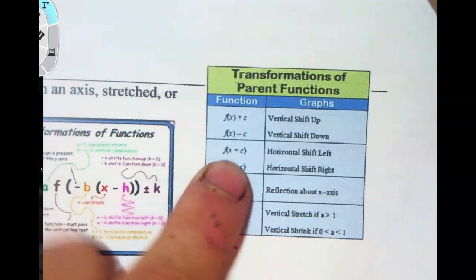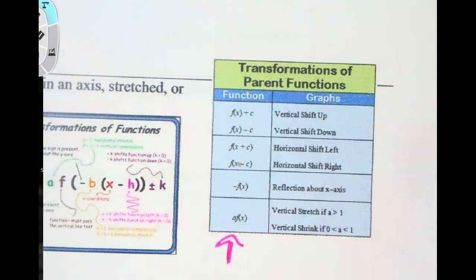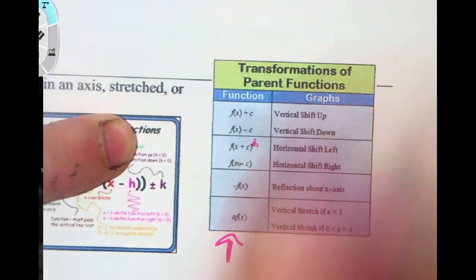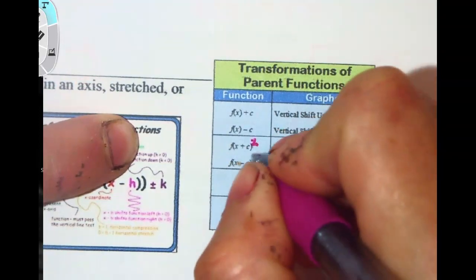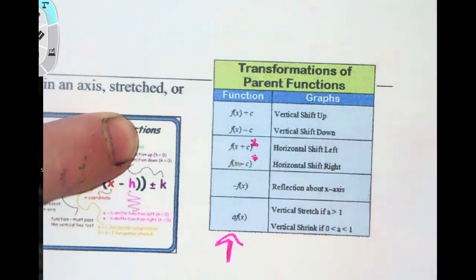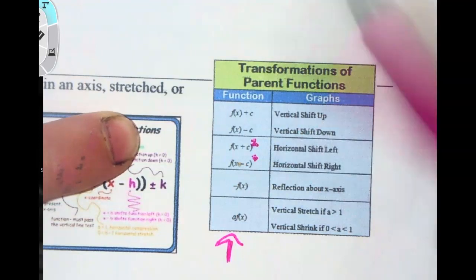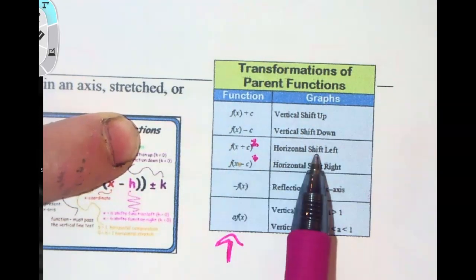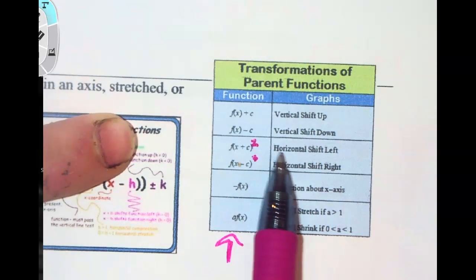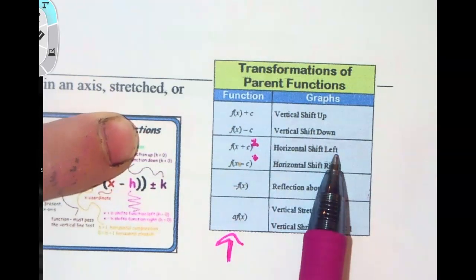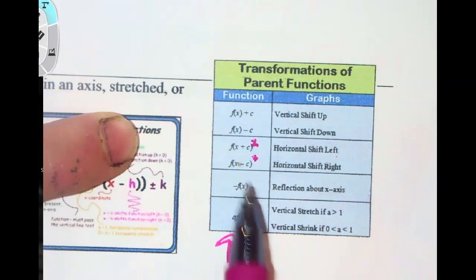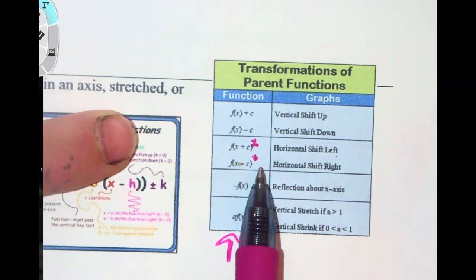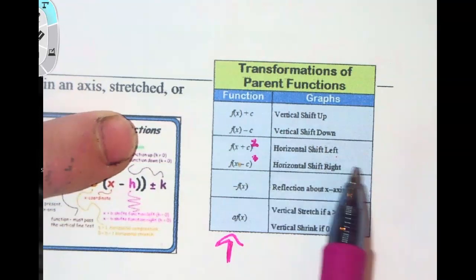And if there's a little 2 on the outside, or if it's to the 3rd power, that always just stays on the outside. It doesn't matter. Sometimes there's nothing. But if it's inside the parentheses, if you add a number, that means you go horizontal. You're going left or right. And if it's inside the parentheses, if you subtract a number, that means you go right.